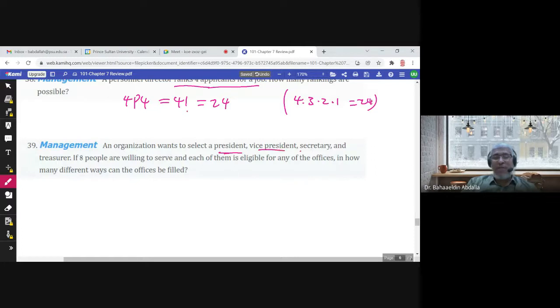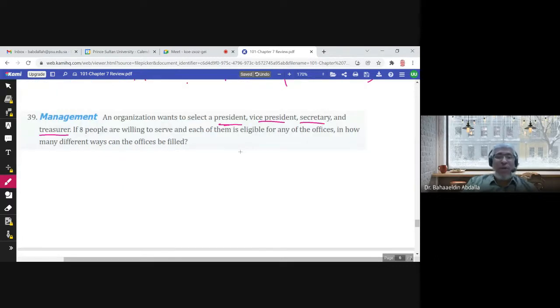An organization wants to select a president, vice president, secretary, and treasurer. 4 people. Each one of them is different. So there is an order here. There is an arrangement. 8 people are willing to serve. In how many different ways can the offices be filled? So I need to select 4 out of 8. So the answer is 8P4, and you can use the calculator and you will find that this is the answer.